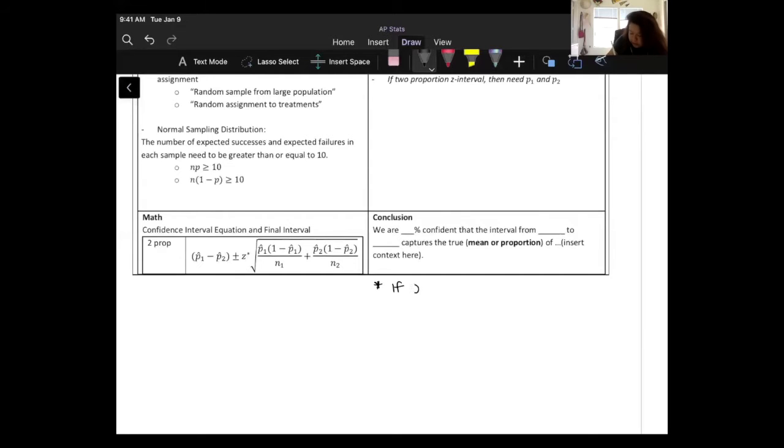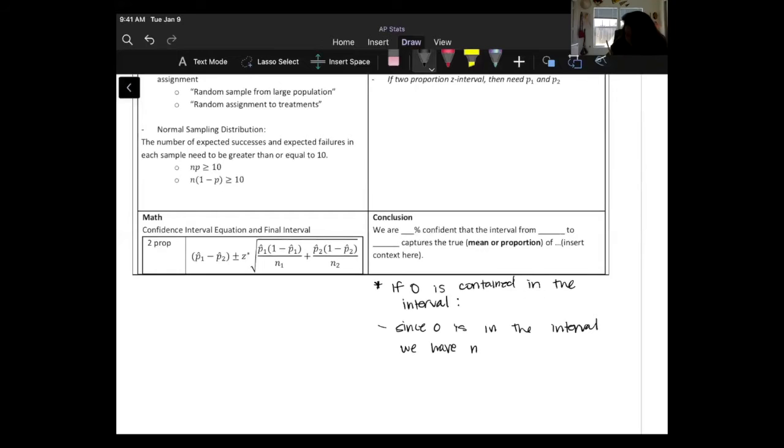If 0 is contained in the interval, this is something that we need to add to our conclusion. Since 0 is in the interval, we have no evidence of a difference in, and then you state this in context of the problem.